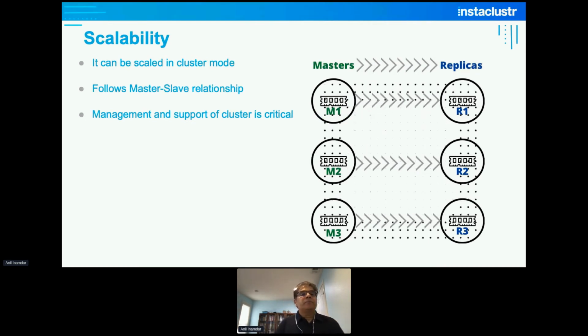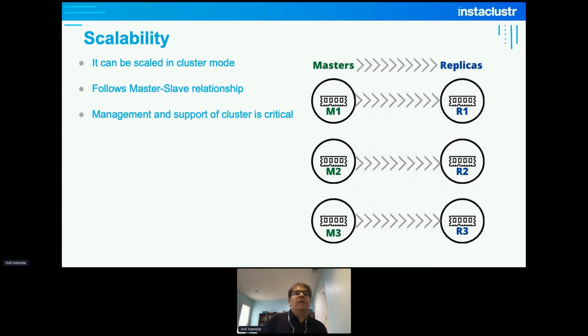Scalability. Redis can be scaled in cluster mode, and it follows a master-slave relationship, which we'll talk about a little bit later. Once you start using a cluster, you need to start managing and supporting that cluster, which becomes critical.